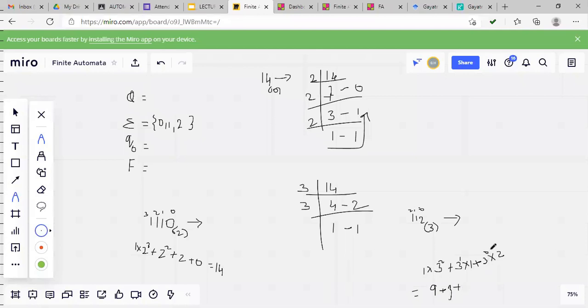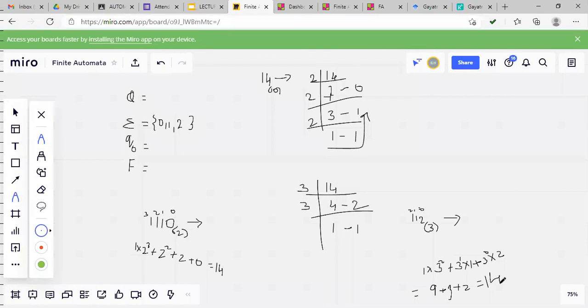And 3 raised to 0 into 2, that is 1 into 2, which is 2. So 3 plus 9 plus 3 is 12, and 12 plus 2 is 14. Right? I hope you understood ternary number, students.